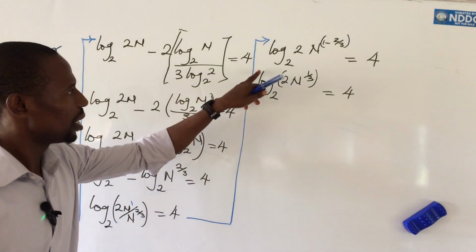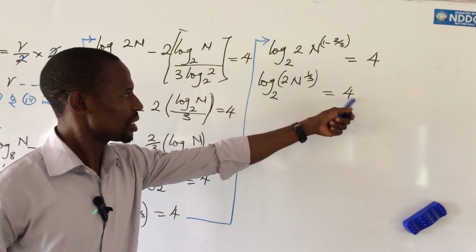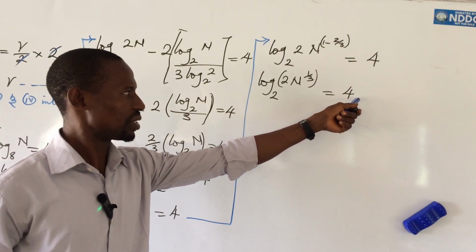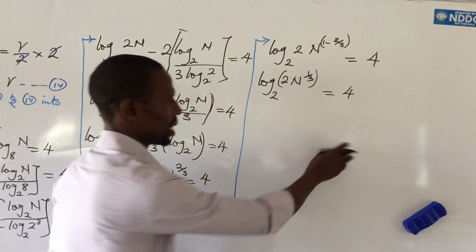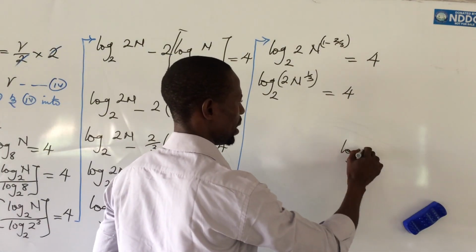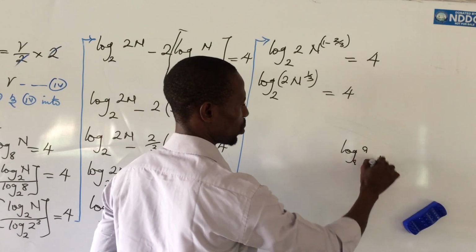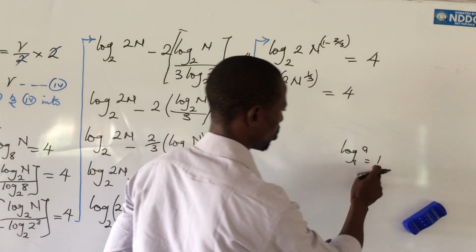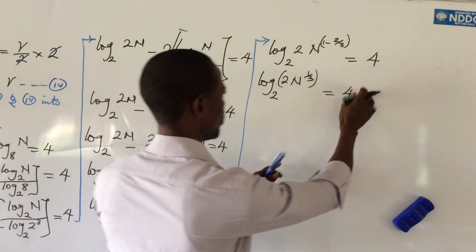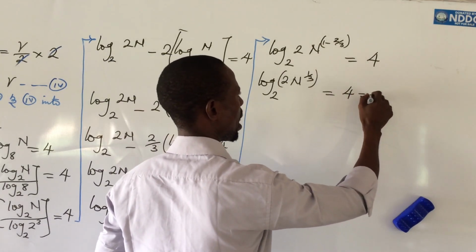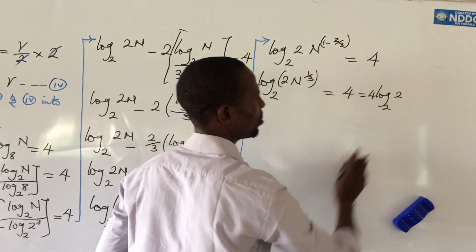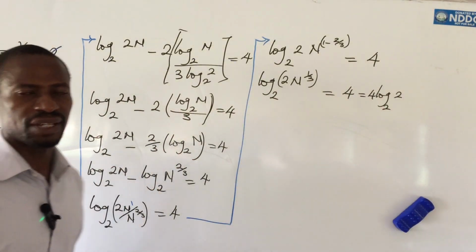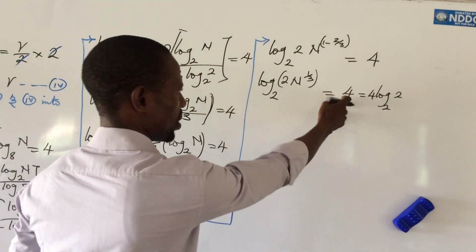We are having log base 2. So let's introduce log to this other side. It's going to be log base 2. Also remember that log a base a is equal to 1. So if we succumb to this law, this side of the equation is the same thing as 4 log 2 base 2, because log 2 base 2 will give us 1, and 1 times 4 will give us 4.